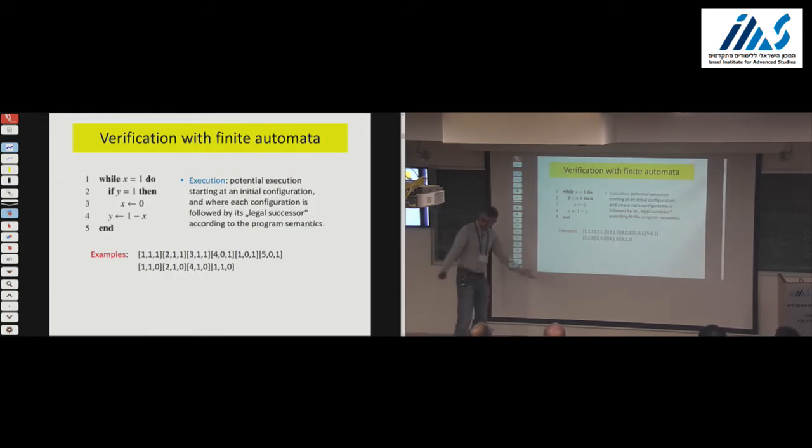Good, so then we say which are the executions. The executions are the potential executions which start at an initial configuration and where each configuration is followed by its legal successor, the one that you would have according to the semantics. And here you have a couple of examples. For instance, if you start at 1, 1, 1, then since x is equal to 1, you will enter the loop, and then since y is equal to 1, you will reach this point. We are then here, still with values 1, 1, and then you will execute the assignment, set x to 0 and move to line 4, and so on.